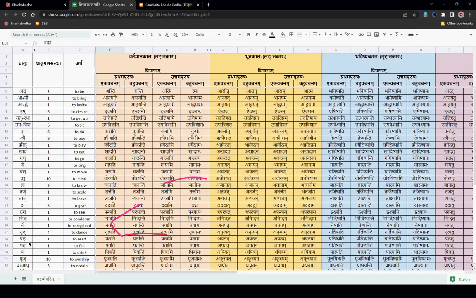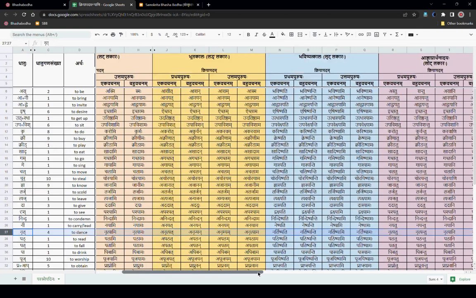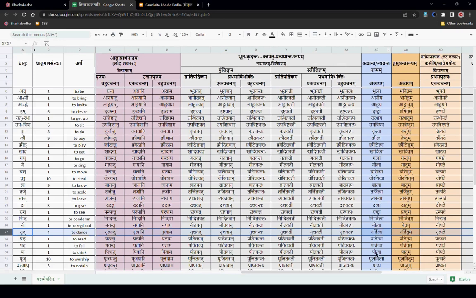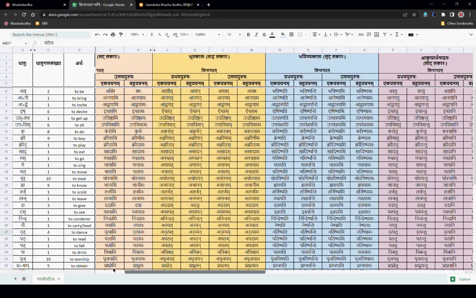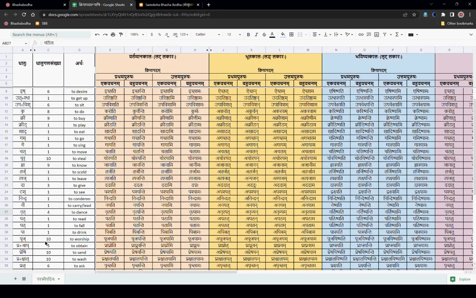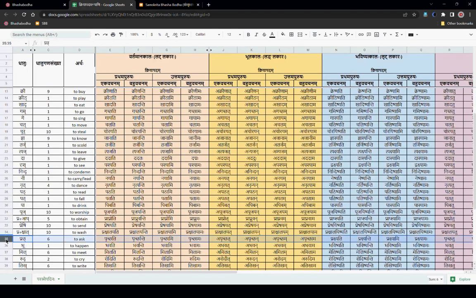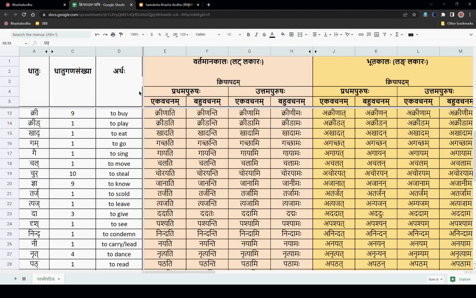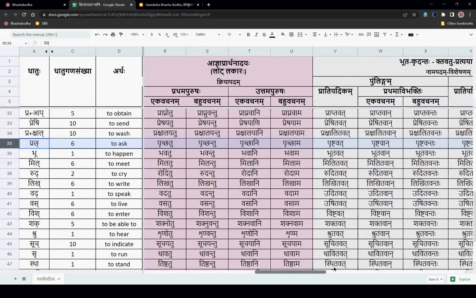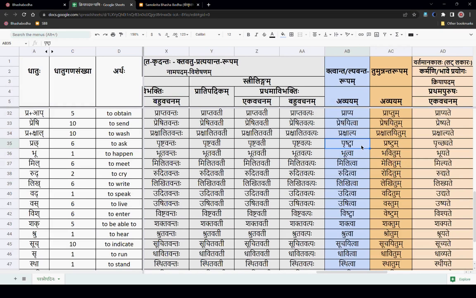If you see where Nrit is here, number 27. One second. Nrit. If you come to column AB here, this is Nartitva. Similarly, pruchati is there. Pruchati doesn't become pruchatva. Look at number 35. Let me expand this a little bit. If you look at 35 here, in columns A, B, what becomes here? Prushtva.